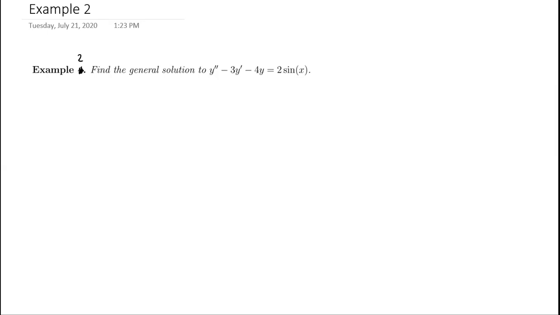Okay, so let's go ahead and try to find the general solution for this ODE. Find the general solution to y double prime minus 3y prime minus 4y equals 2 times sine of x. So this is second order linear with constant coefficients, but it's not homogeneous, because what's on the right-hand side, whatever is not being multiplied by a derivative of y, is not equal to 0. In this case, it's 2 times sine of x. But by theorem 1, again, we know the process. We first find the general solution to the homogeneous case.